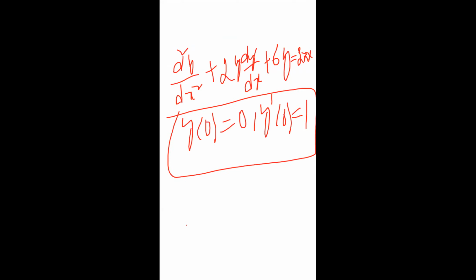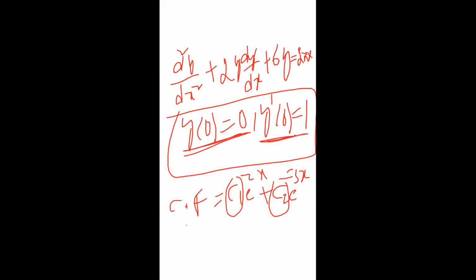In that problem, we have to calculate the C1, C2 values. For example, first we write the complementary function. Complementary function equal to C1 e power 2x plus, for example, C2 e power minus 3x. We write C1, C2 as arbitrary constants. These initial conditions are used to find these arbitrary constant C1, C2 values also.